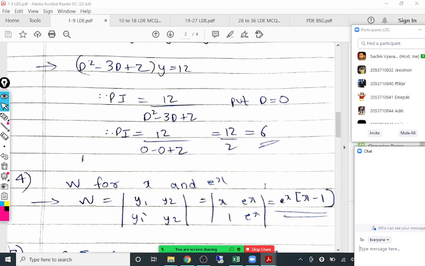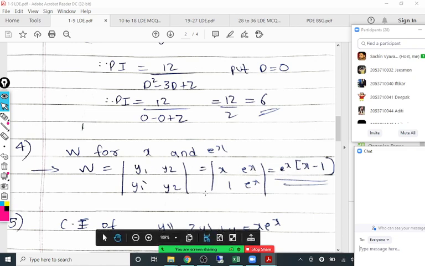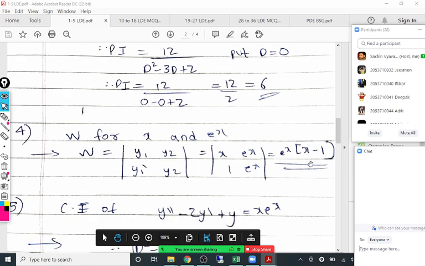Question number 4, the Wronskian for the functions x and e raised to x. So we get y1 as x and y2 as e raised to x. The Wronskian will be a determinant, and we get e raised to x into x minus e raised to x. The answer is correct: e raised to x into (x minus 1). So this is also correct.